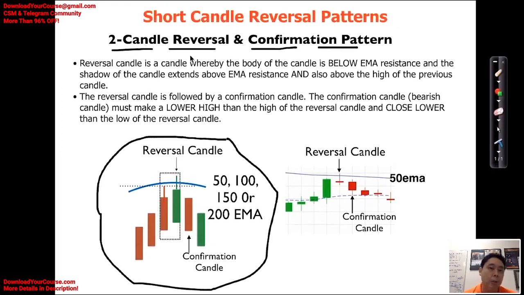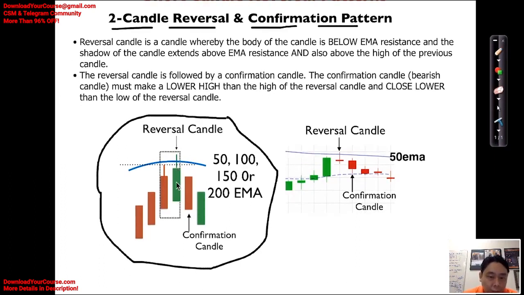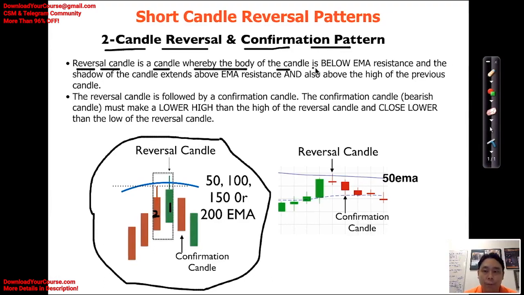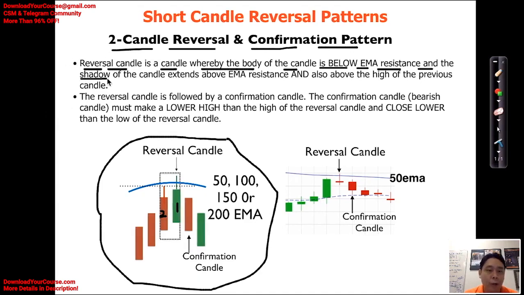So again, the two candle reversal pattern includes two candles. It's made of a two candle pattern. So we have this candle, which is a reversal candle. Let's call that candle 1. And the candle before the reversal candle, let's call that candle 2. So for it to be a valid two candle reversal pattern, there are a few criteria that must be met. First, the reversal candle must be a candle where the body of the candle is below the moving average resistance. And the upper shadow of the candle extends above the moving average.